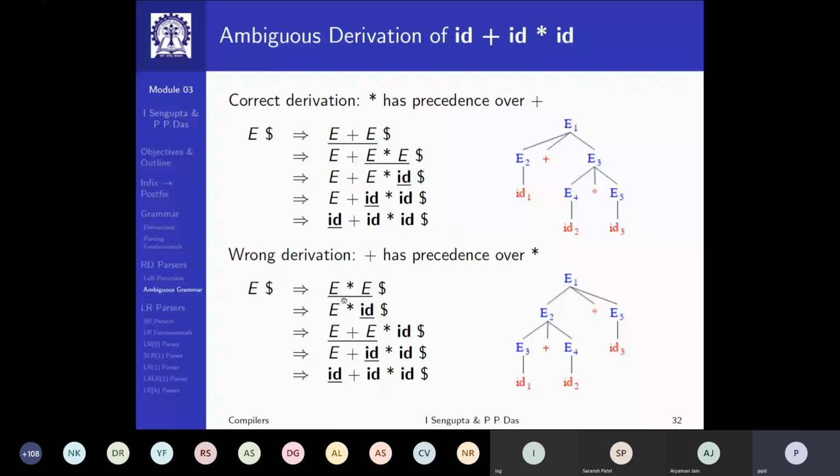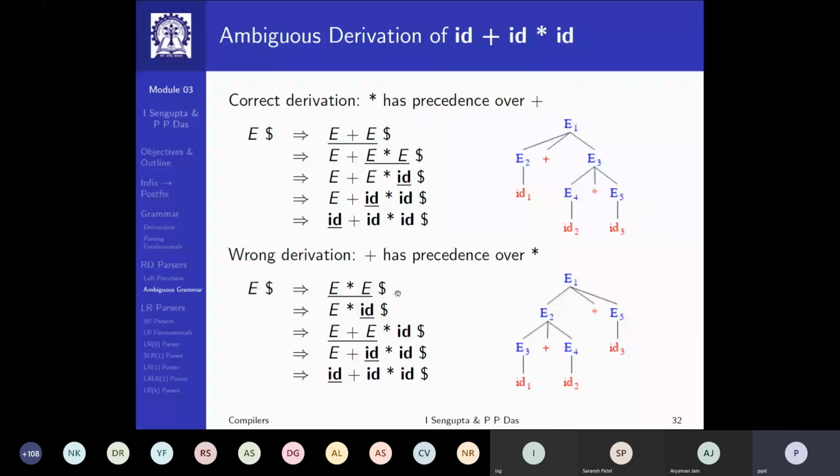I could have derived the same string using this ambiguity in another way. This is the other way of deriving it. So E produces E star E. Then this second E, which is E5 here, produces ID3. Then the first E, which is E2, produces E3 plus E4. Then E4 produces ID2, E3 produces ID1.